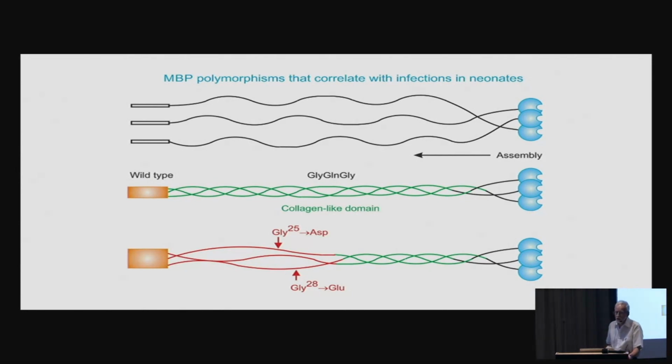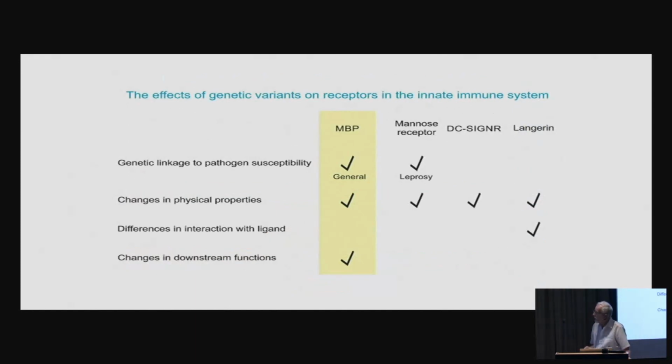a disease-causing mutation, because infants with this mutation will not have this first line of innate immune response against pathogens, because they won't have serum levels of mannose binding protein that can help them before they can make antibodies. So mannose binding protein kind of ticks all the boxes.